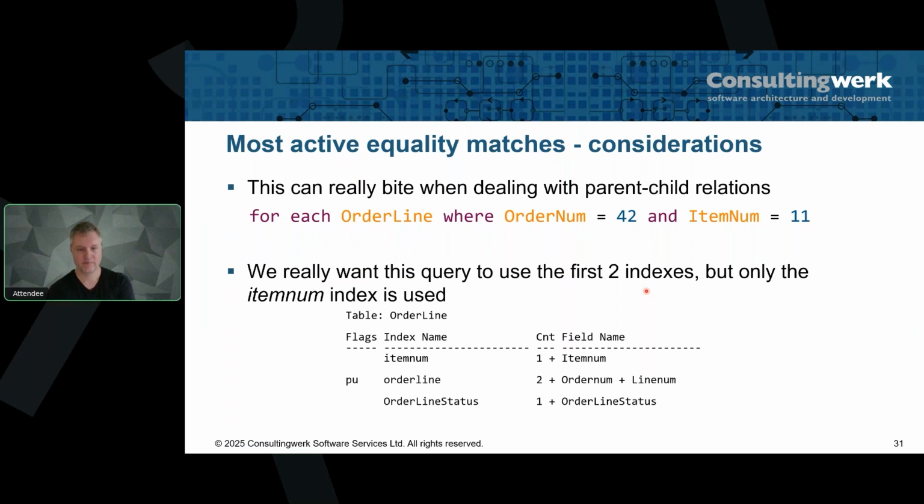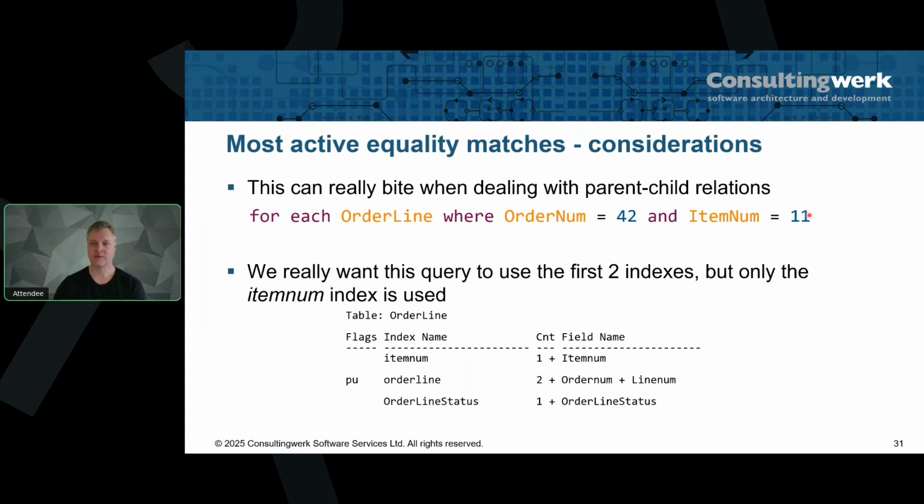Okay, and that's going to be because it's 1 out of 1, right? So the selection here would be the order line index or the item num index would be used. The unique fields doesn't count, or the unique criteria doesn't count because line num is not part of our query. So this is a 1 out of 1 equality match and a 1 out of 2 equality match.